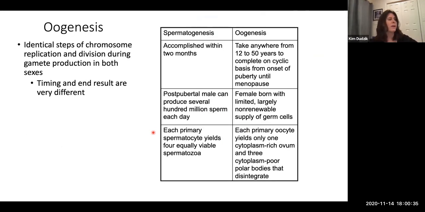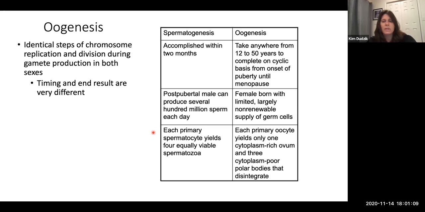So let's talk about oogenesis. If you watched the male reproductive system first, we talked in depth about spermatogenesis. And so the creation of the egg through oogenesis is very similar. Pretty much identical steps of chromosome replication and division. This happens through meiosis, but it's the timing and the end result that's very different. And you can see that in this chart.